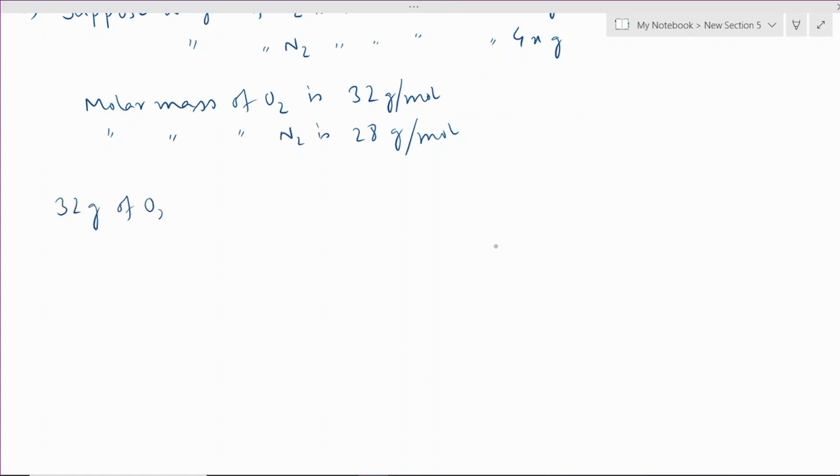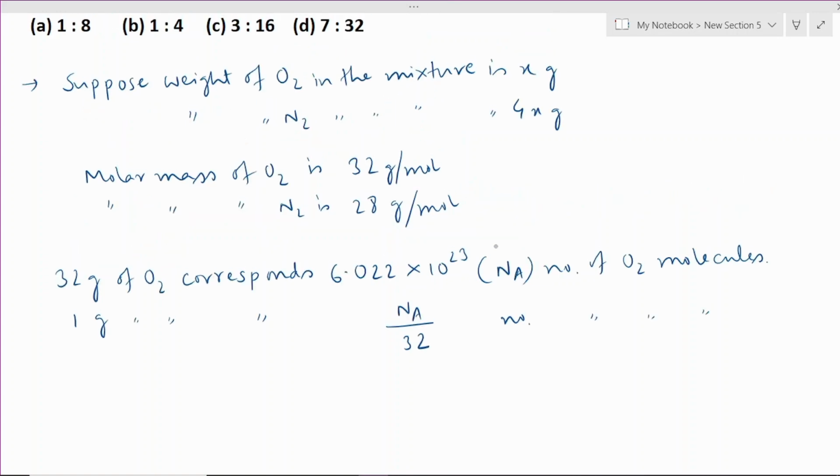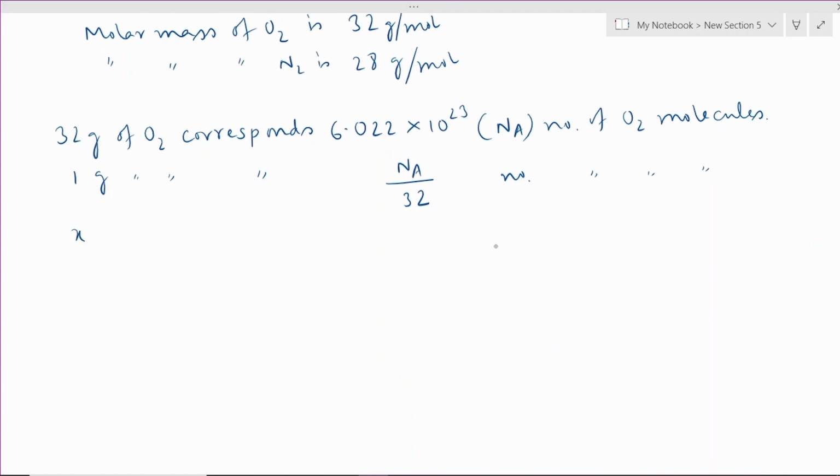In other words, 32 gram of O2 corresponds to 6.022 into 10 to the power 23, or Na, number of O2 molecules. So 1 gram of O2 corresponds to Na upon 32 number of O2 molecules. So here the weight of oxygen is x gram. So x gram of O2 corresponds to Na into x upon 32 number of O2 molecules.